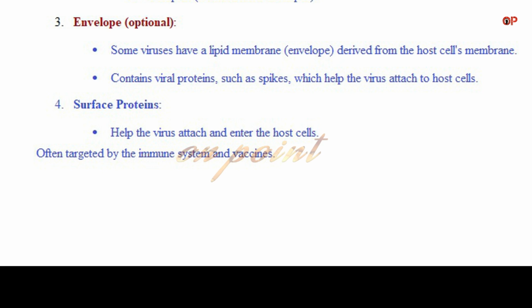3. Envelope, optional. Some viruses have a lipid membrane, envelope, derived from the host cell's membrane. Contains viral proteins, such as spikes, which help the virus attach to host cells. 4. Surface proteins. Help the virus attach and enter the host cells. Often targeted by the immune system and vaccines.